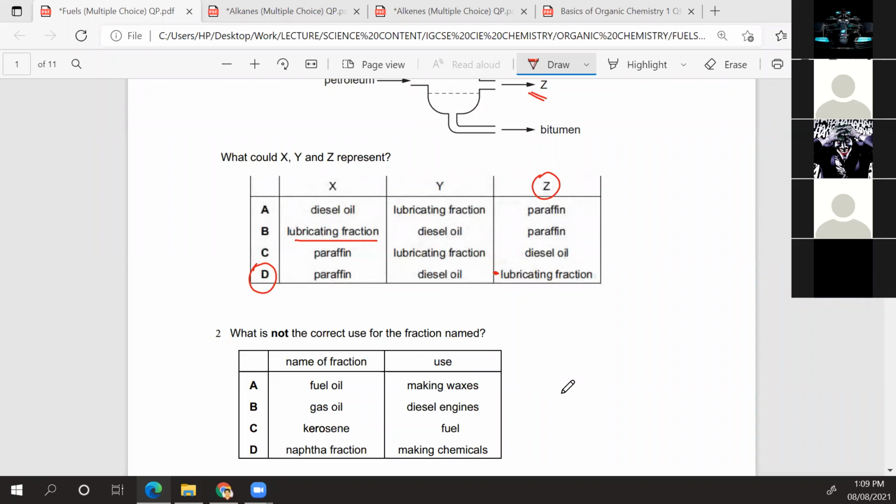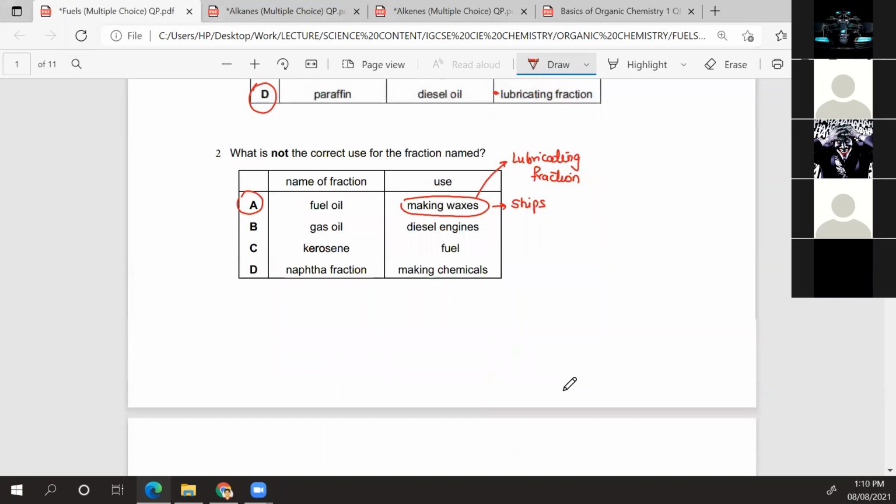Okay, so what is not the correct use for the fraction named? Now talking about fuel oil. Fuel oil is actually for which use? What is the use for fuel oil, Huma? Fuel for ships and heating. Yes, the cooking heating. So it is for ships generally. And for making waxes, it is your lubricating fraction. So answer is A. Let's go to the third one.